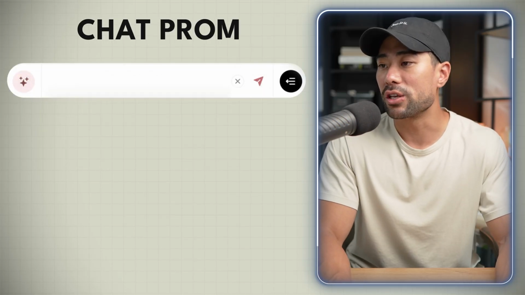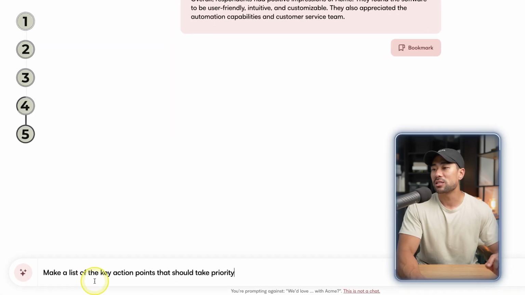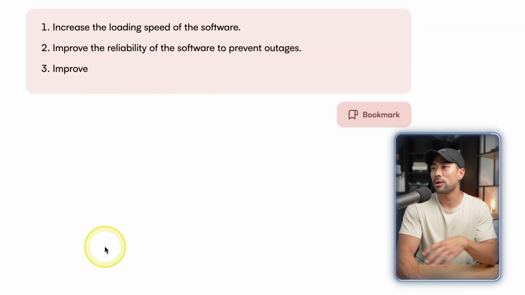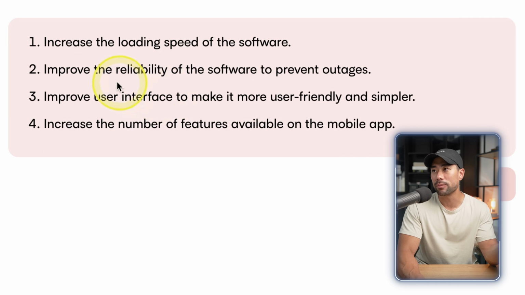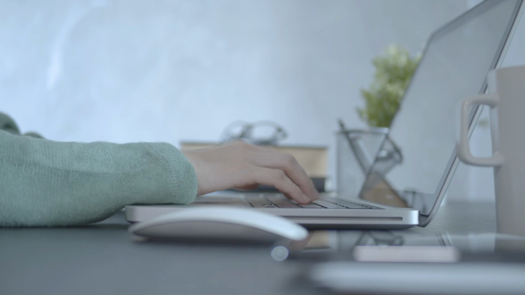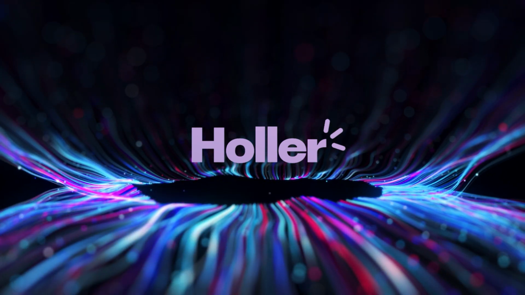But of course, you can very well use the chat prompt right here to ask a specific question, such as, make a list of the key action points that should take priority. So let's give that a try. And here we go. It says increase the loading speed of the software, improve the reliability of the software to prevent outages, and more. So conventionally with survey tools, you'd have to export the results and then tally up to see what's popular and what's not and make decisions based on those things. But with Holler, it's AI powered, so you can get the results right away by asking Holler or the AI what's popular and whatever prompt you want to use.